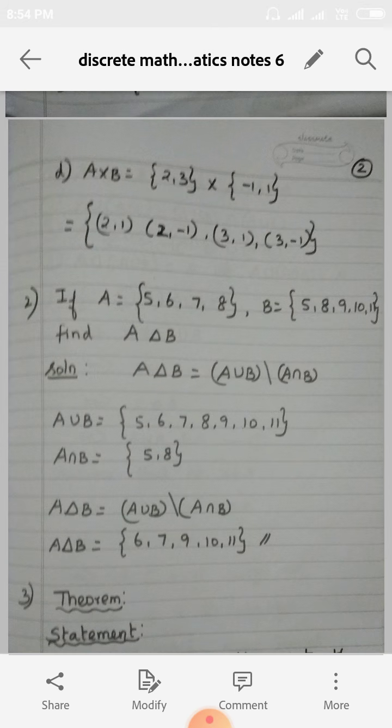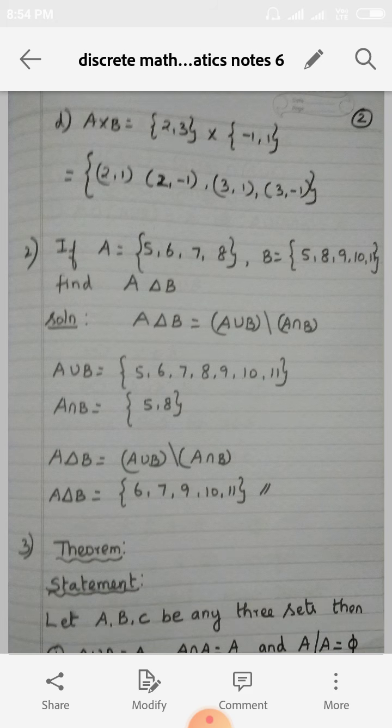First find A union B. A union B is nothing but 5, 6, 7, 8, 9, 10, 11. Then find A intersection B. A intersection B is equal to 5, 8. Therefore, A symmetric difference B is equal to A union B, difference A intersection B. So, just see both the terms A union B and A intersection B. Which numbers are common in both? See, 5 and 8 are common.